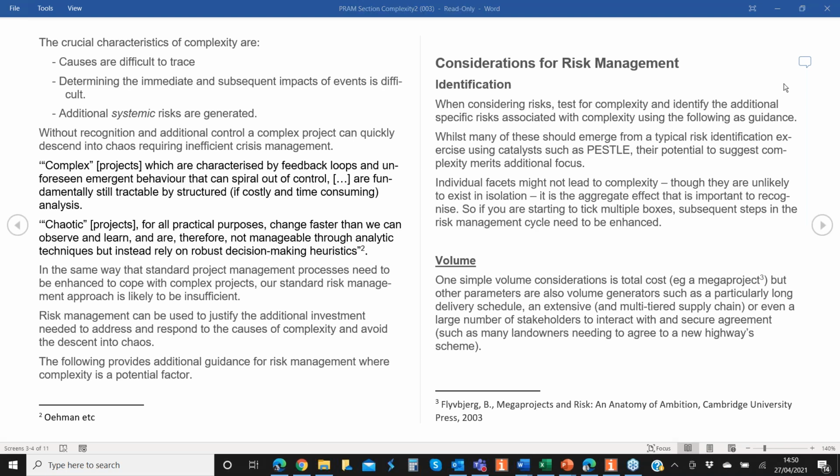Right. So the crucial characteristic of complexity is that causes are difficult to trace, consequences are difficult to determine, both the immediate impact and subsequent impacts, and then there are these additional systemic risks. We felt this was a really important point, because it's this additional component of risk which means that standard risk analysis and standard risk management start to fall apart. So I think this is quite a useful section.